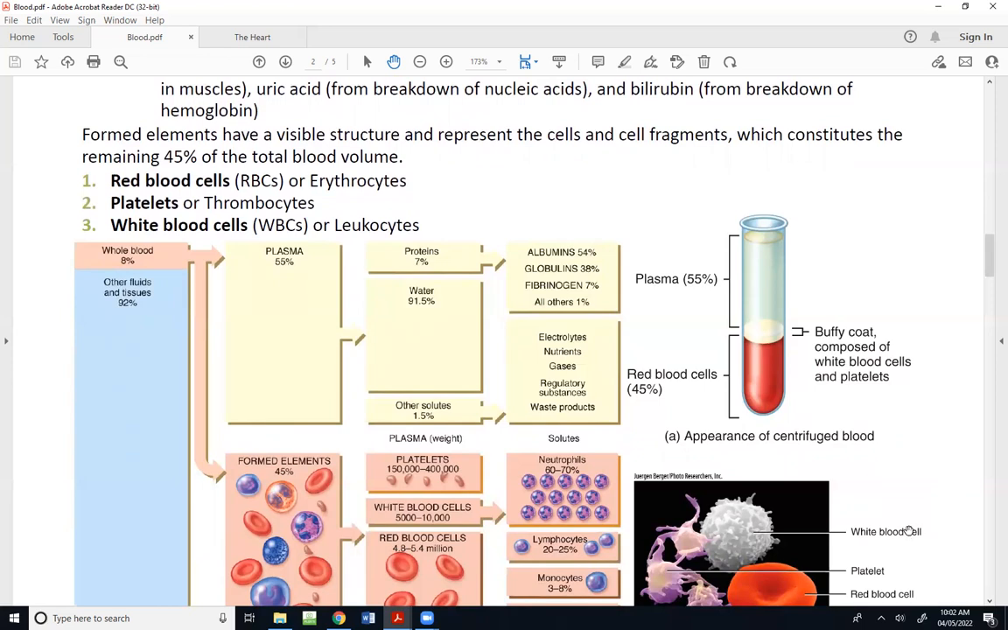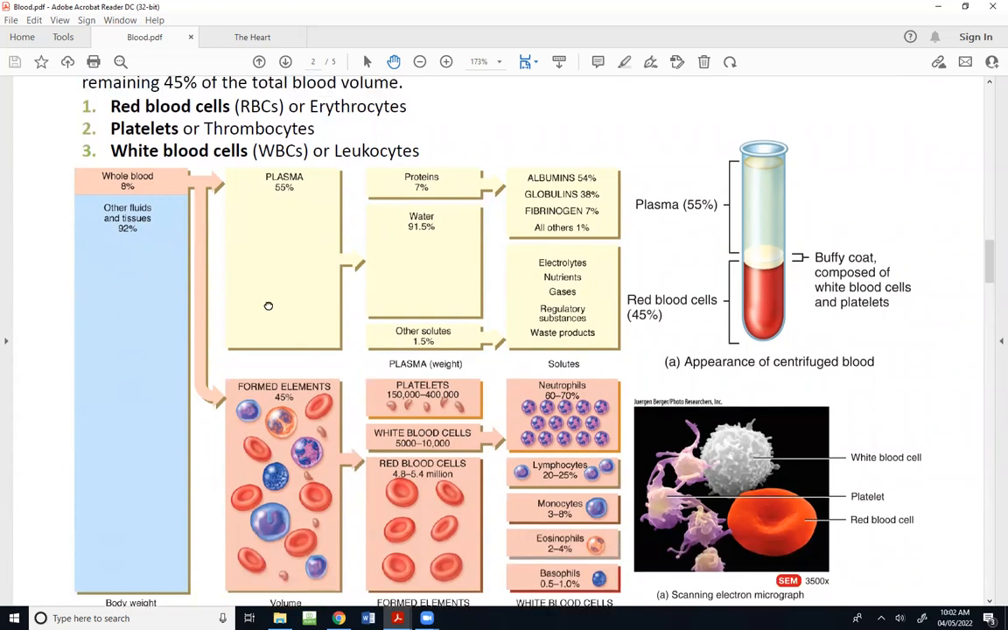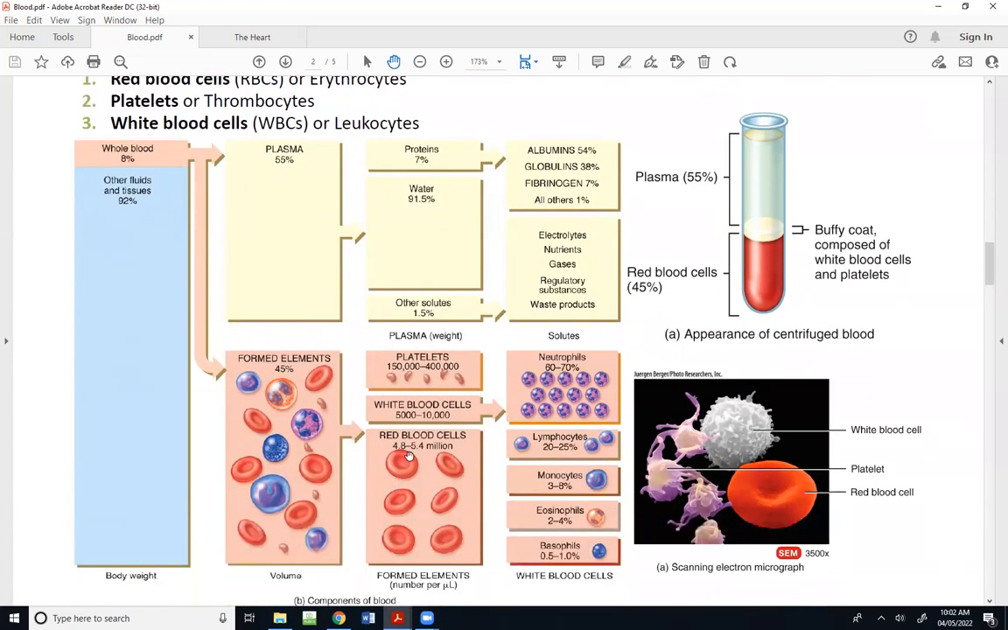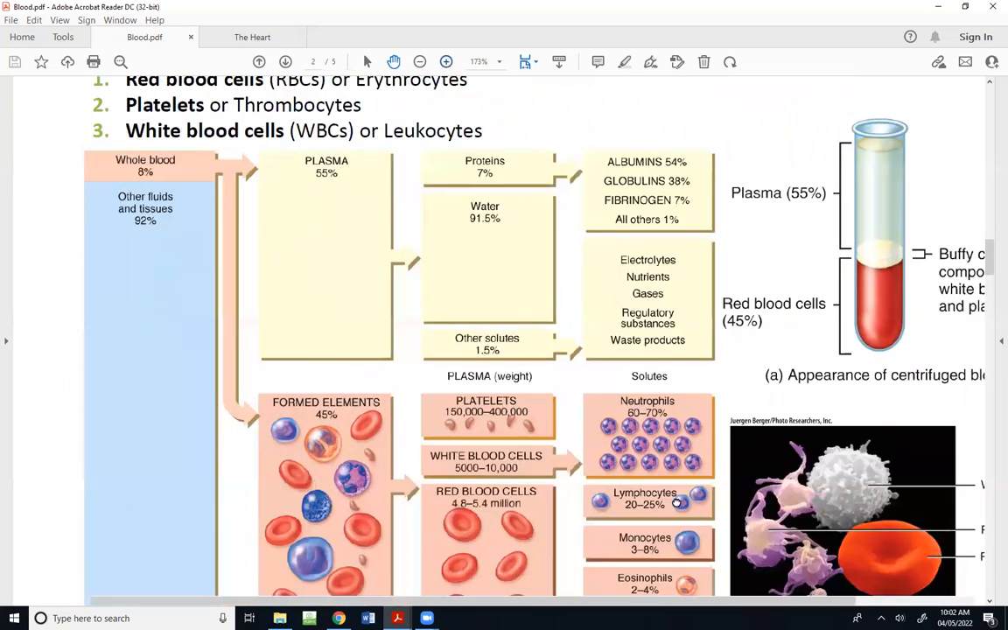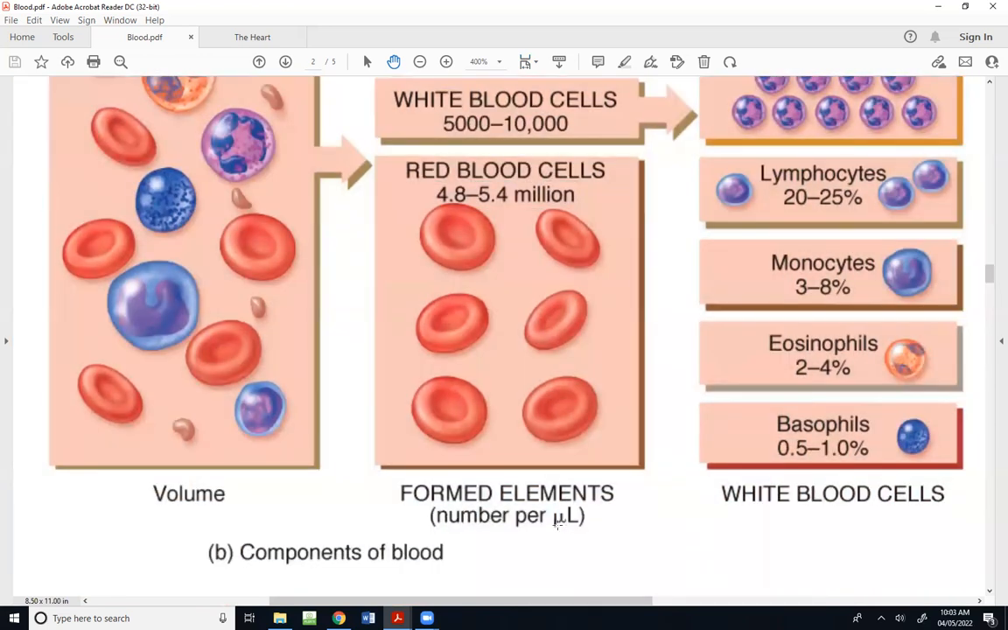So that's a little bit over half of your blood, which means a little under half of our blood, about 45%, are the formed elements, which have a visible structure and represent cells and cell fragments. Okay, the most numerous of which are your red blood cells. Now, keep in mind, here in this illustration, it says 4.8 to 5.4 million. Does that mean that's what we have total in the body? Absolutely not, because what we see here is actually per microliter, and that's a very small sample of blood.